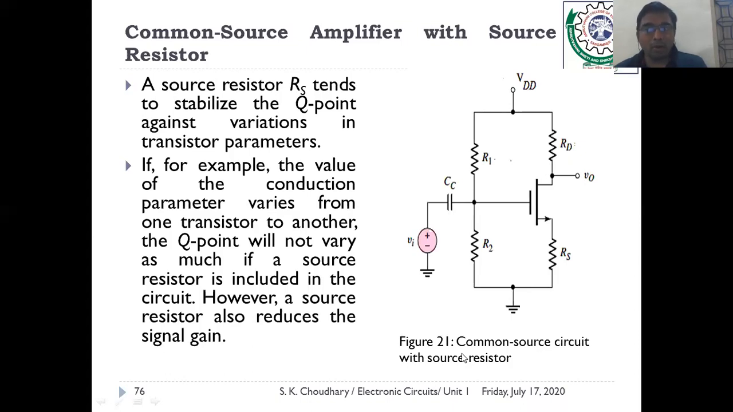So to avoid this kind of situation, we have to use the source resistor. It would stabilize the Q point, but your Q point is stabilized with the sacrifice of the voltage gain. When you add the source resistor in the circuit, your voltage gain will decrease by the factor of ID RS. An additional drop is there.